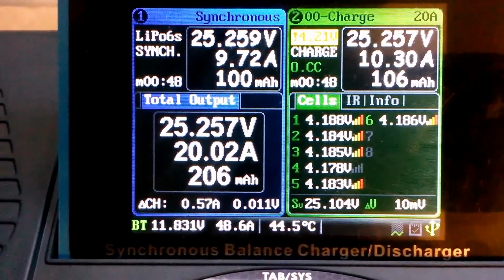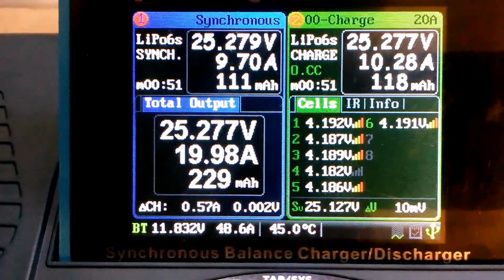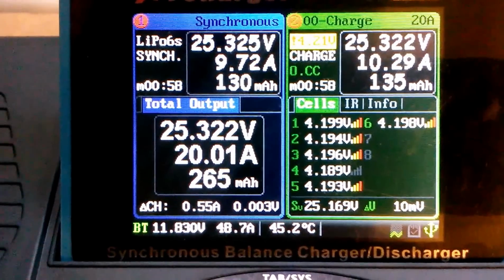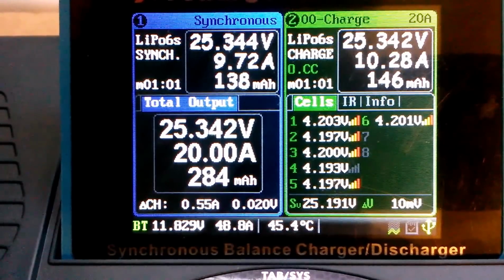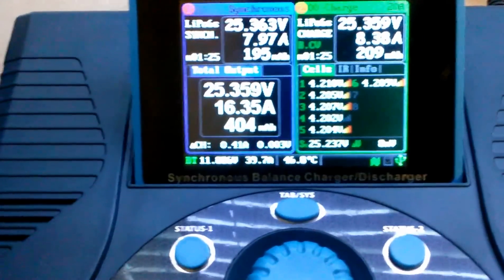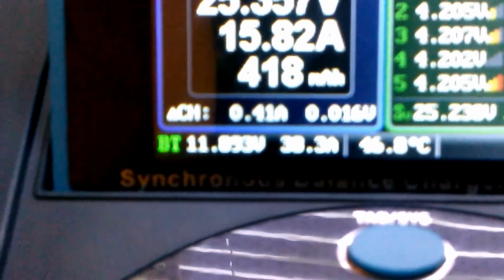Seems like it's holding a 48 amp load. This is the duo power supply hooked up to this unit, charging a 6S 8000 milliamp hour battery. I got the ports in parallel. Seems to be holding up fine.